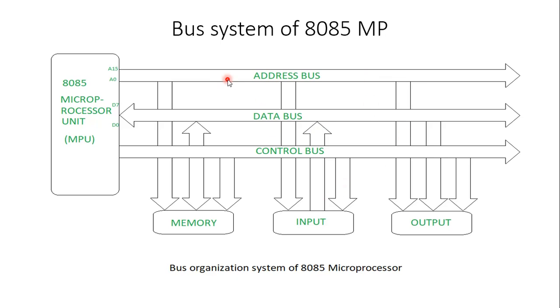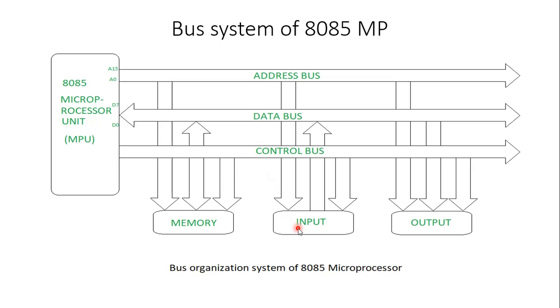Here the block diagram represents the bus system of the 8085 microprocessor which uses address bus, data bus, and control bus. Address bus transfers the data between microprocessor to memory and I/O devices in a unidirectional manner. Data bus transfers the data between microprocessor to memory in a bidirectional manner and microprocessor to I/O devices in a unidirectional manner. Control bus works in a unidirectional manner which uses timing and control signals.